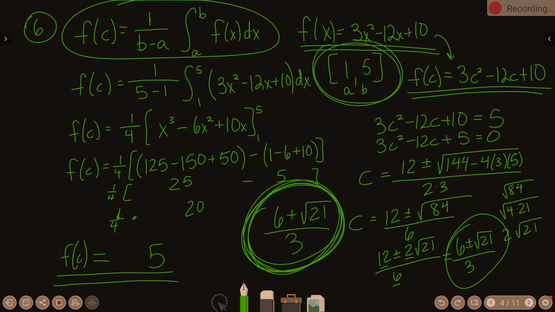Okay? So, even if you would have left it, because I know some of you don't always simplify, as 12 plus or minus the square root of 84 over 6, it's still the same issue. You can't leave it as plus or minus. You have to give the plus only. Does that make sense? Okay. And that's because the plus is the only one in the interval 1 to 5.